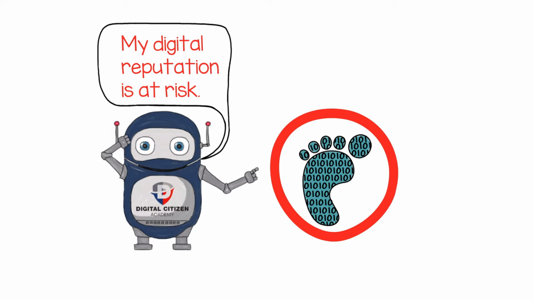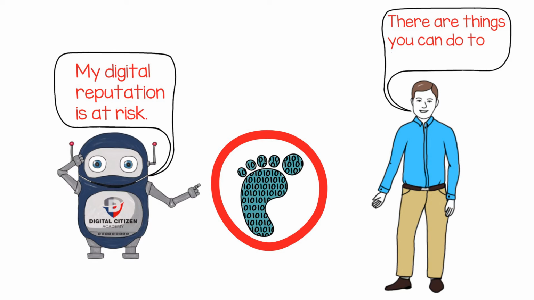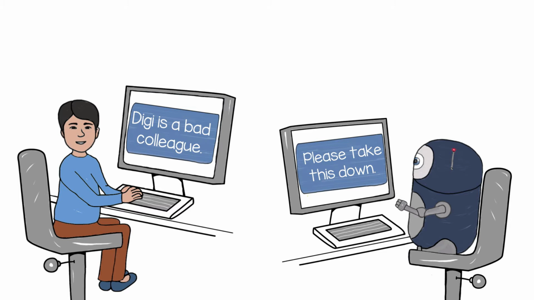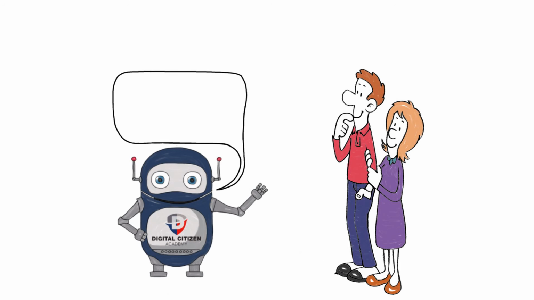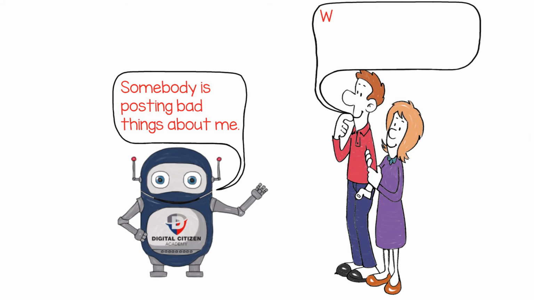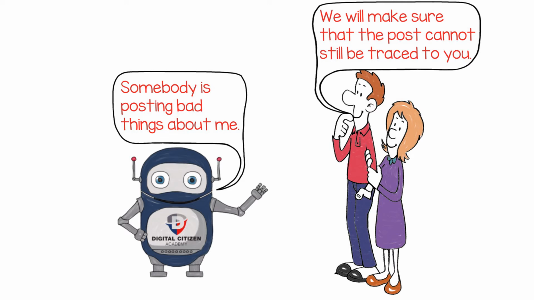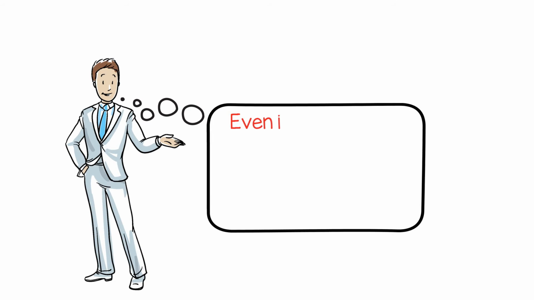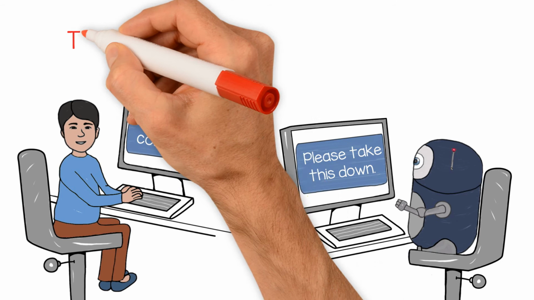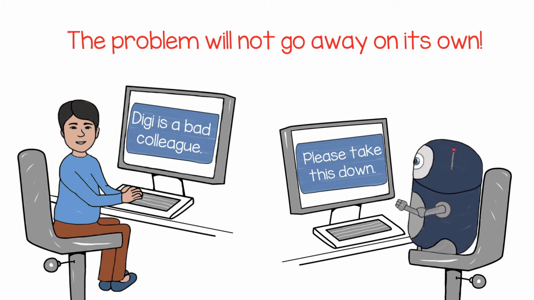If you think someone has put your digital reputation at risk, or if you did something that could put your digital reputation at risk, there are things you can do to try to stop it. First, if you know someone has posted something about you that you do not feel comfortable with, ask that person to take it down. Next, make sure to tell a trusted adult about the post. Depending on what was posted, you will need an adult to make sure that the post cannot still be traced to you. Remember, even if you are embarrassed by what was posted, you must always tell an adult. The problem will not go away on its own.